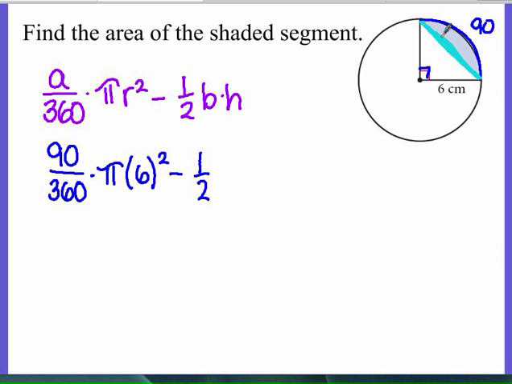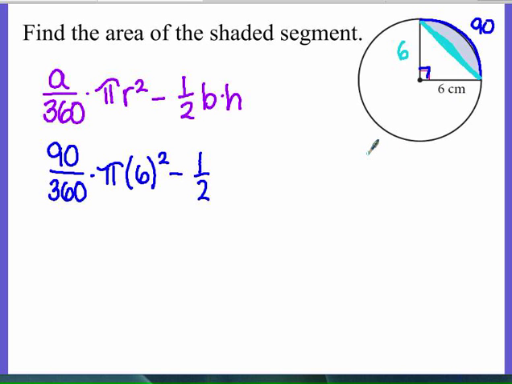What's this vertical line here? 6. Well, that would be 18. So how can I find this distance here? Pythagorean theorem. So somebody tell me what the Pythagorean theorem is?